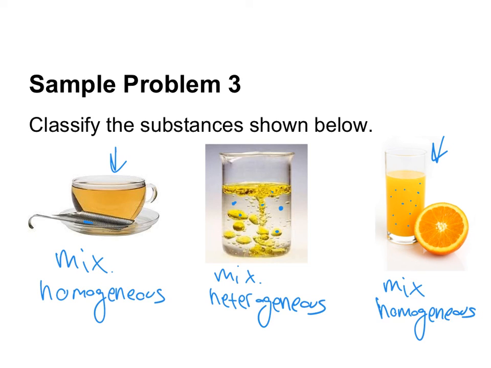If this orange juice had some really obvious chunks of pulp in it, I might say that it was heterogeneous, but that really just depends on the drink.